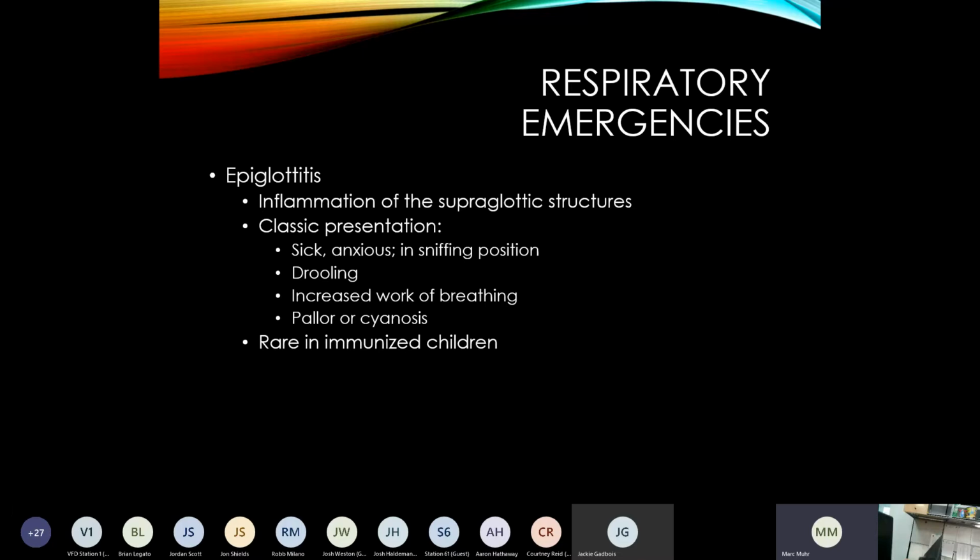Epiglottitis, inflammation of the supraglottic structures. The classic presentation is a sick, very anxious kid. They may be in a sniffing position. They may be drooling, whatever they can do to try and maintain an open airway, basically. They have an increased work of breathing. Pallor or cyanosis, as previously mentioned with croup. Epiglottitis is rare, especially now that we can flu immunize kids.